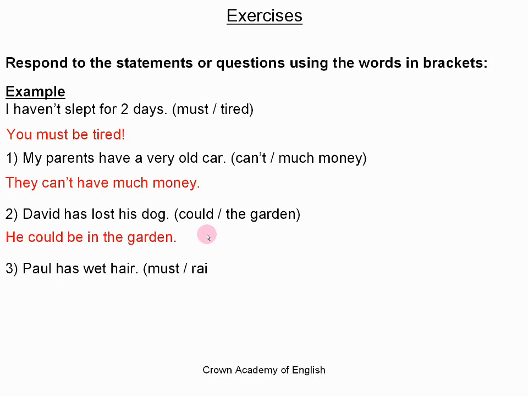Question 3. Paul has wet hair. And the answer here is, it must be raining. Okay, Paul has wet hair. He has just come inside. We are certain that it is raining, so we say it must be raining.